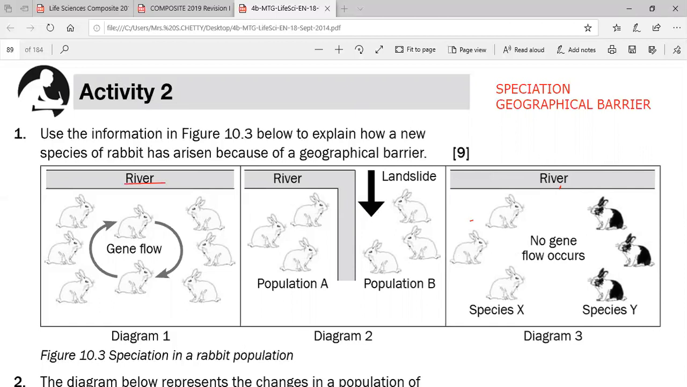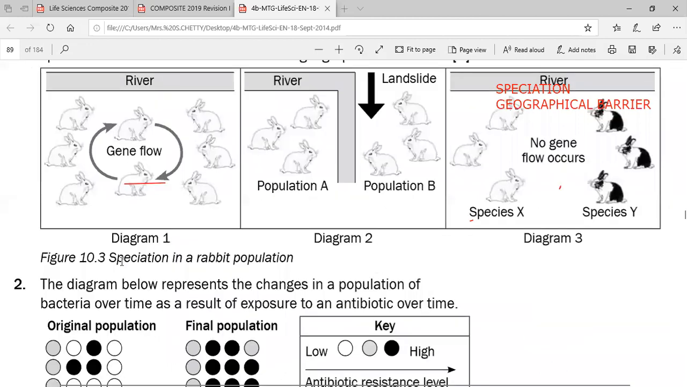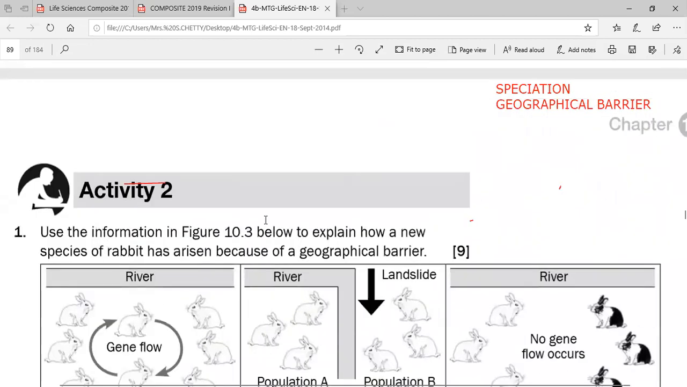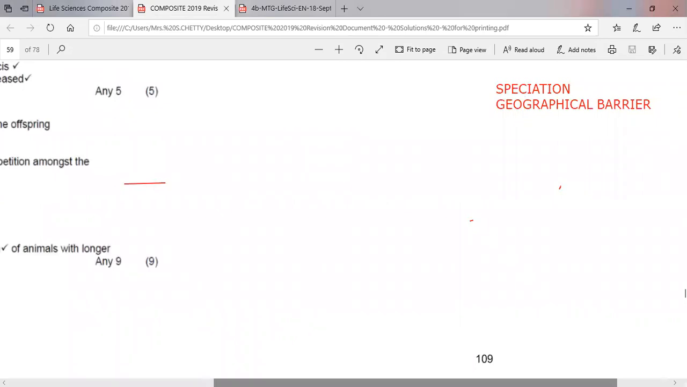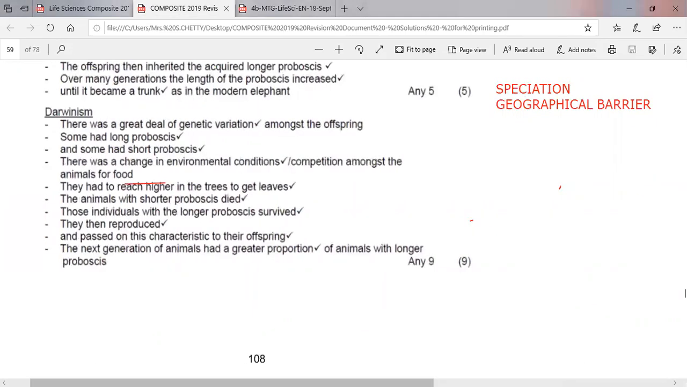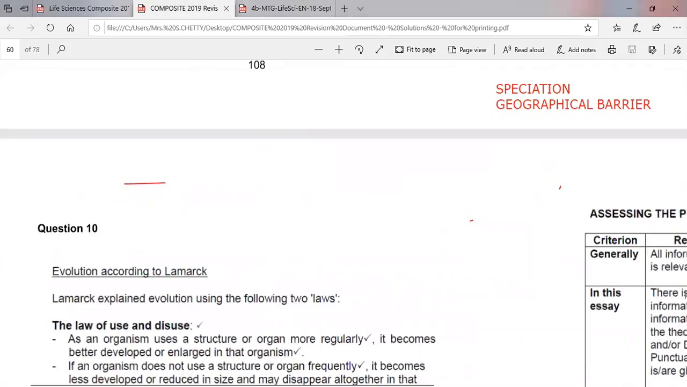Let's undo that. What do they say? Use the information below to explain how a new species of rabbit has arisen because of a geographical barrier. 9 marks. You're never going to find 9 marks in a particular question, my darlings. But let's look at how they got the answer out here.